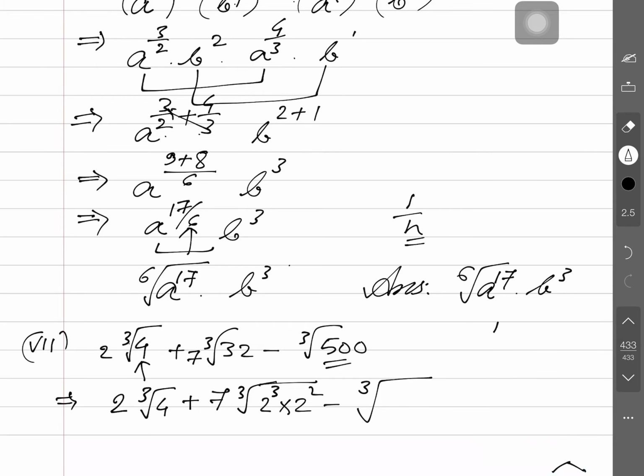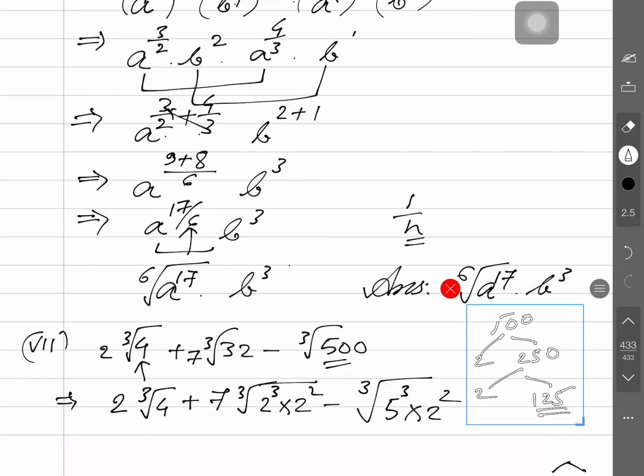500 can be factorized again. 500, 2 times, what's coming here, 250. 2 times, what's coming here, 125. And in 125, how many times does 5 occur? 3 times it occurs. Okay, so what can we write here? 3 times 5 taken together, but 2 times 2s are there. Is that clear? We'll understand this.